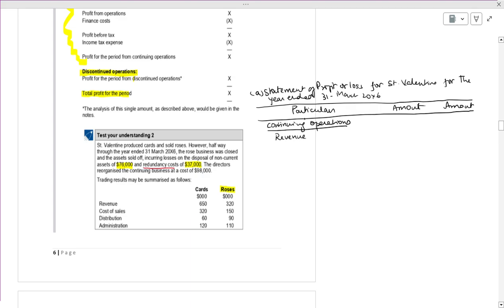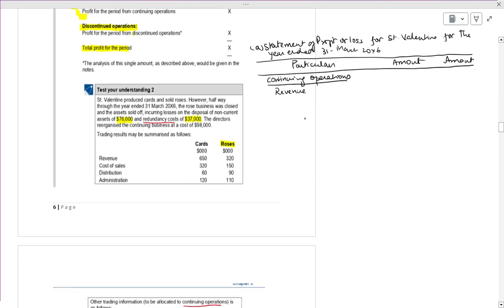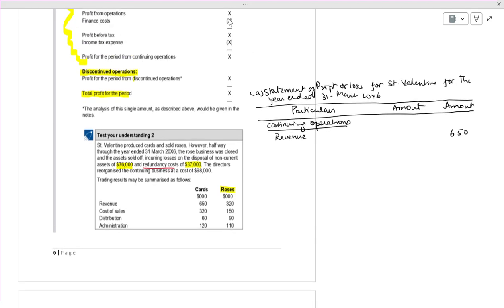How much is the revenue? 650. See, here they have these things. We have to be a little bit careful. They say it is in thousands.